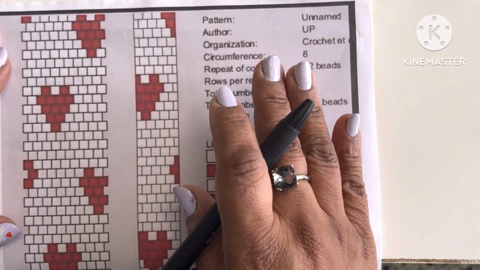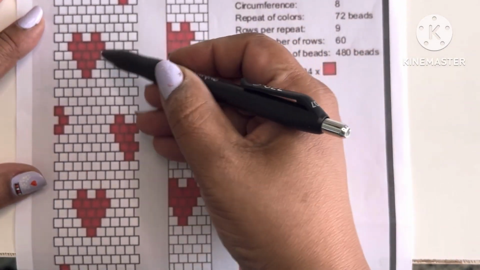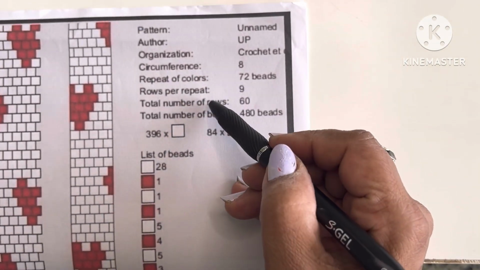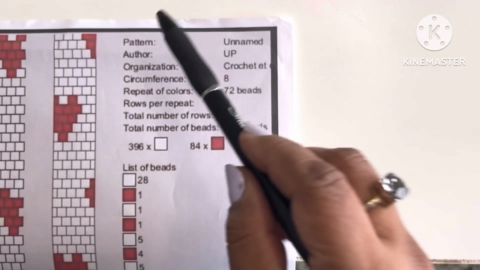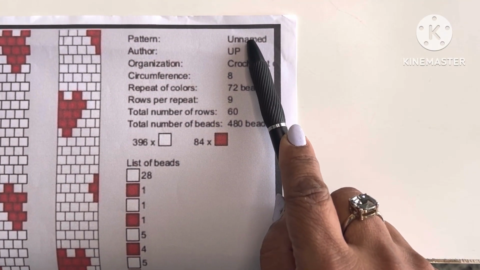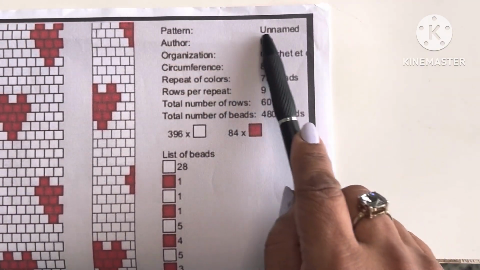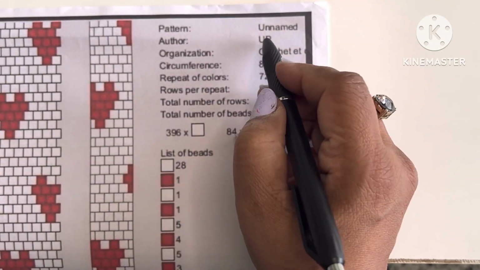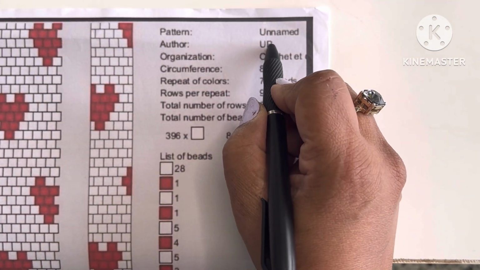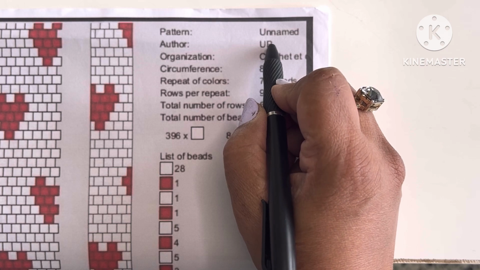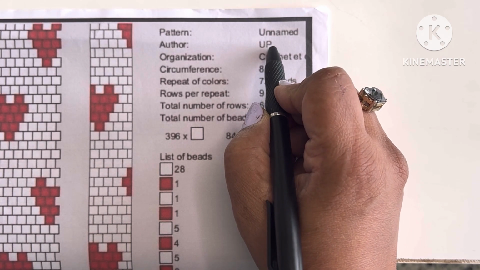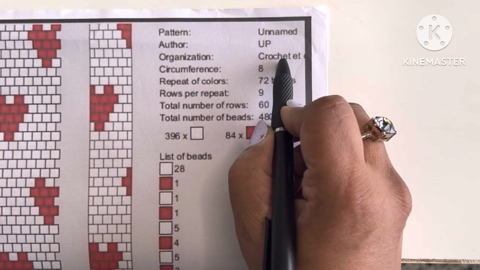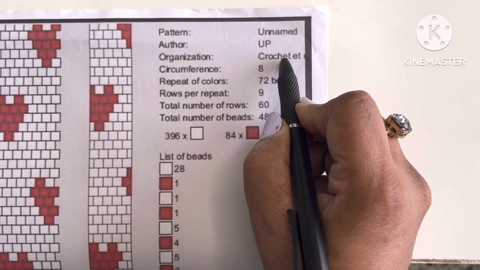This is the most important part for me, especially when I look at it. I want either a 6 bead or an 8 bead circumference rope. The pattern here says it's unnamed, so there's no name especially for this heart pattern. And the author is UP. I guess it's a name which I don't understand. It could be an abbreviation of somebody. And this is the organization, that is from where the pattern is from.